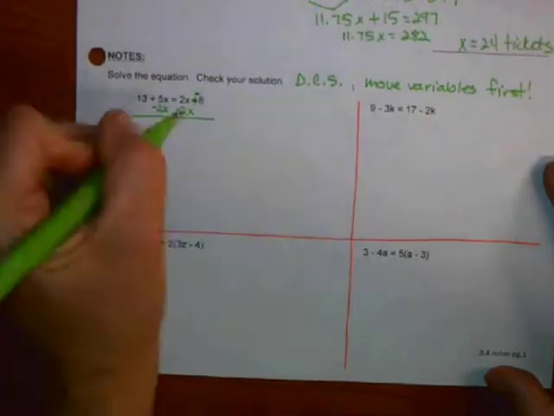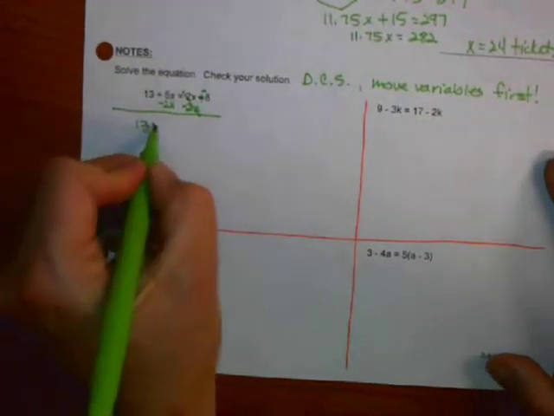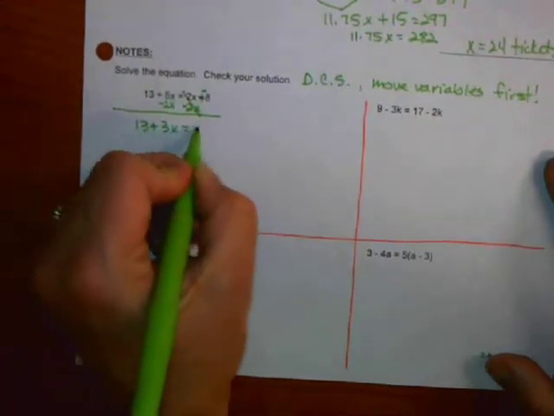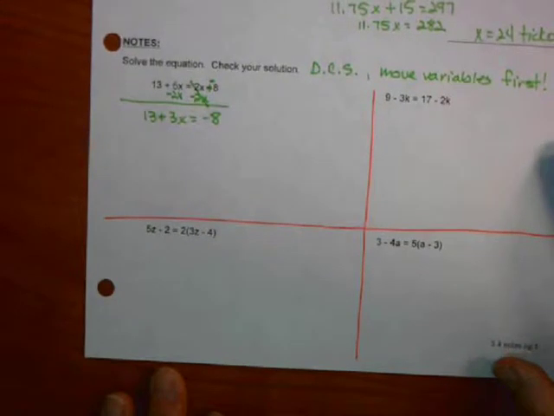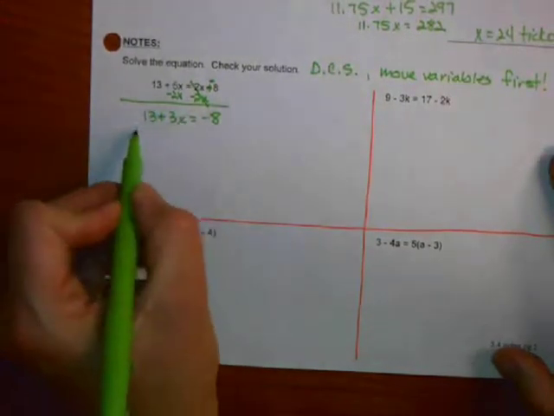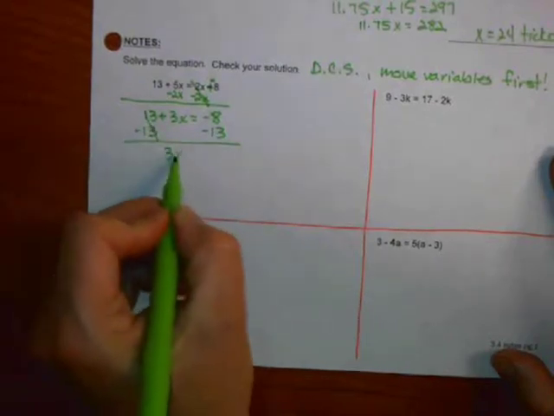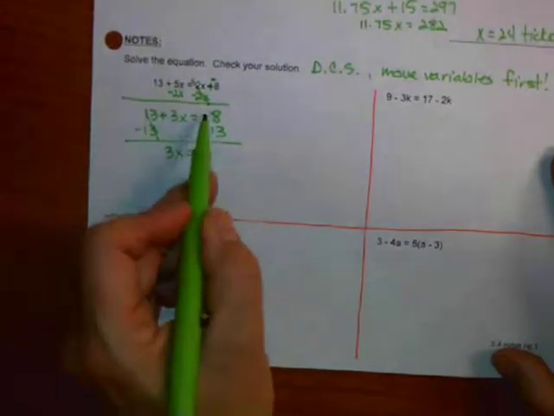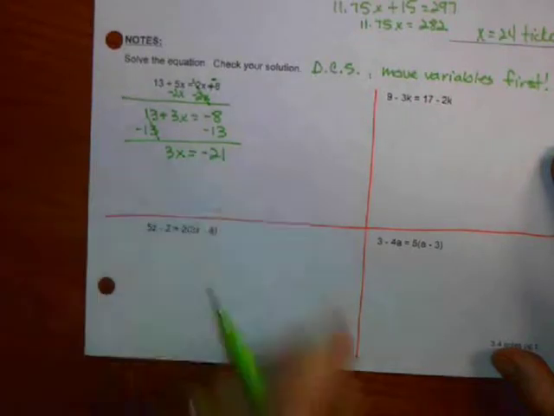You move that as a chunk, and I'm left with 13 plus 3x equals negative 8. All right, and I got the variable here on one side, so I got to get rid of this 13. 3x equals negative 8. Take away 13 more, I'm at negative 21.